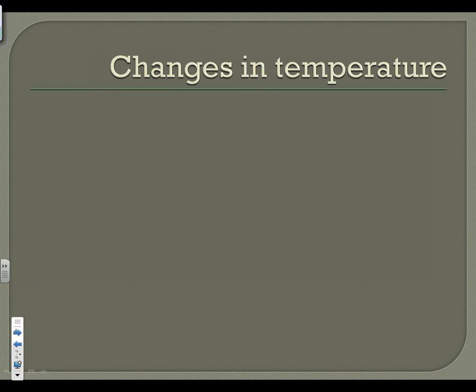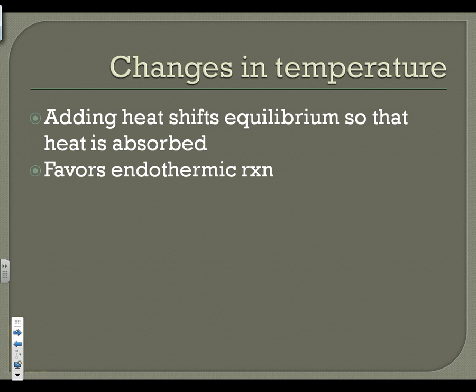Our last stress is changes in temperature. Adding heat shifts equilibrium so that heat is absorbed, so it's going to favor an endothermic reaction. So we might have something like carbon plus oxygen giving us carbon dioxide. And let's put heat in here. Sometimes it's written like this, sometimes it might just say heat. And let's say this is at equilibrium.